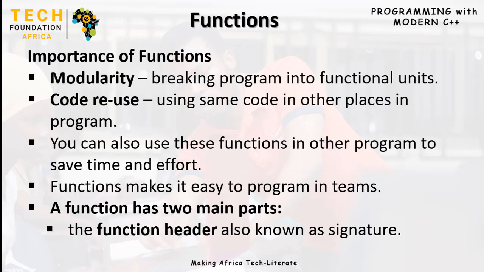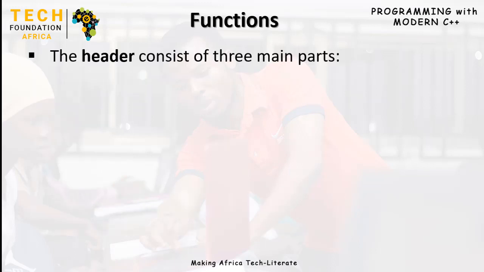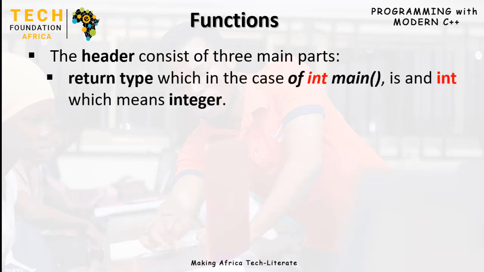In some programming languages, the header is also called the function's signature. Now the header consists of three main parts. We have the return type, which in the case of the main function is an int, which means an integer. We know integers to be negative or positive whole numbers. The return type is followed by the name of the function, which in this case is main, and then a set of arguments which are passed through parentheses.